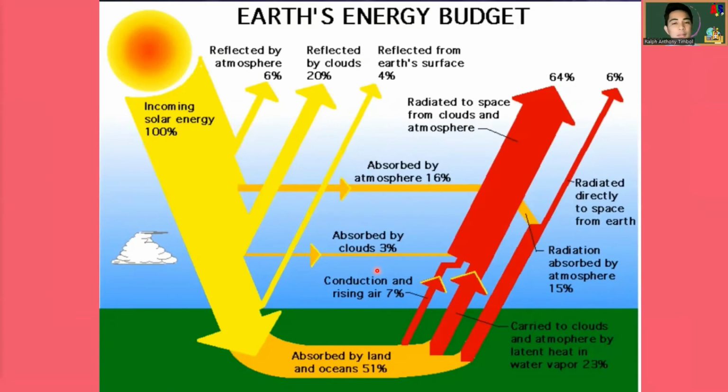Saan ba galing ang mga fossil fuel? Sa mga namatay na hayop noong unang panahon, di ba? O paano sila nabuhay? Kumain sila ng halaman, for sure. Paano nabuhay ang halaman? It's because of the sun, because of the photosynthesis. It all traces back to the sun, because the sun is the main source of energy on earth.